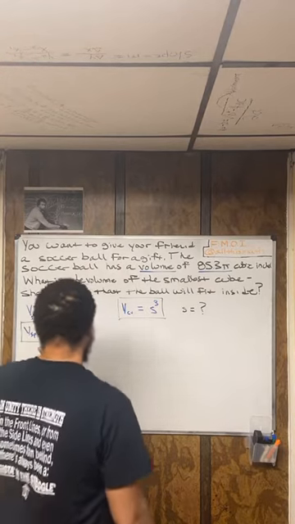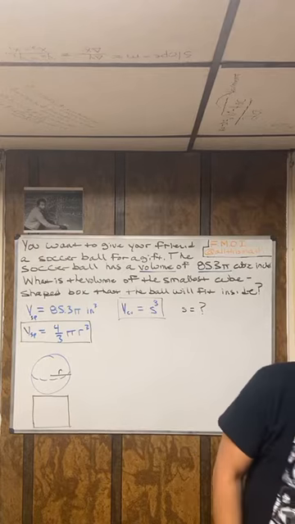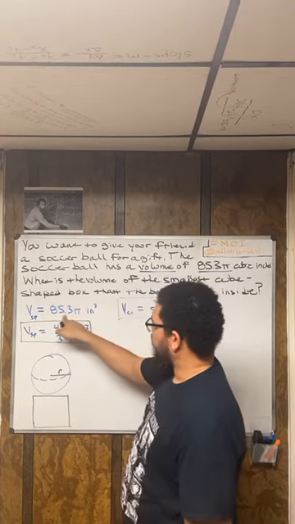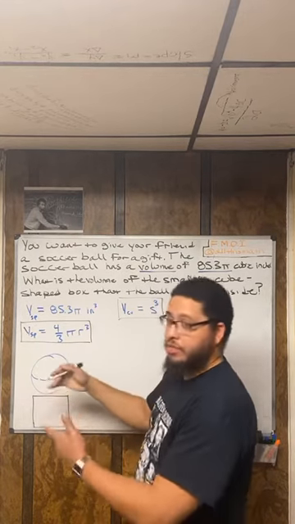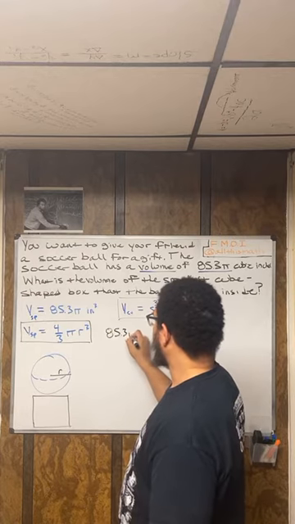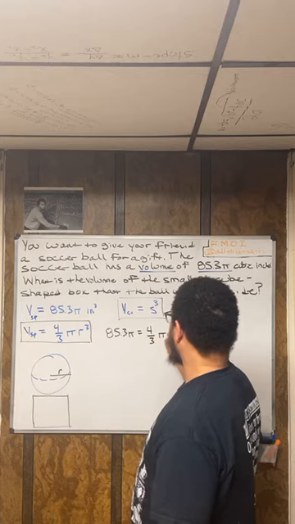So now we solve for R. And this is how we solve for R. We take 85.3 pi, replace V with that, because that is that. So we got 85.3 pi is equal to 4/3 pi r to the third.